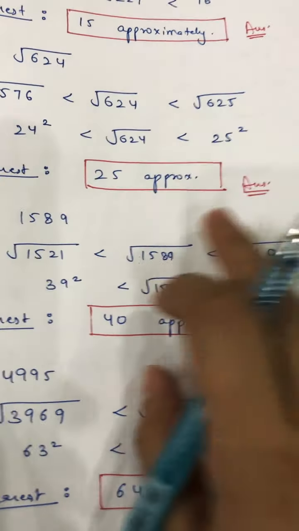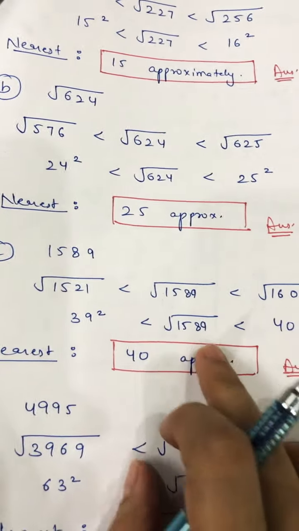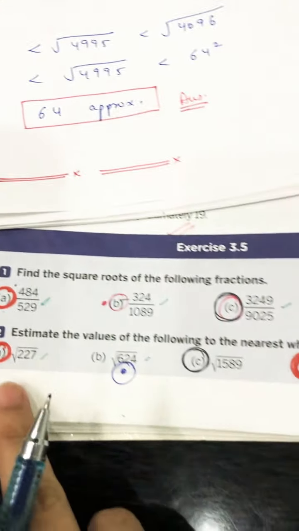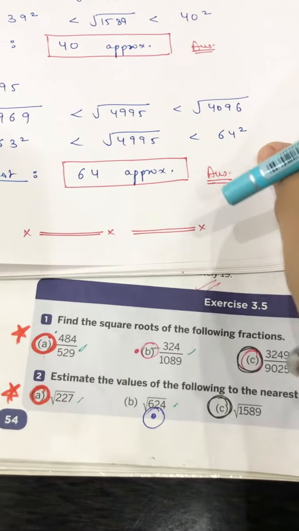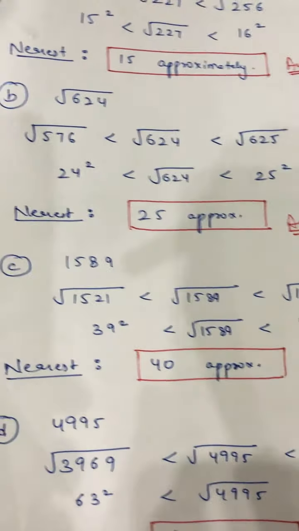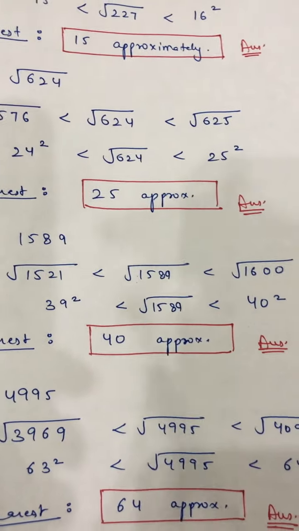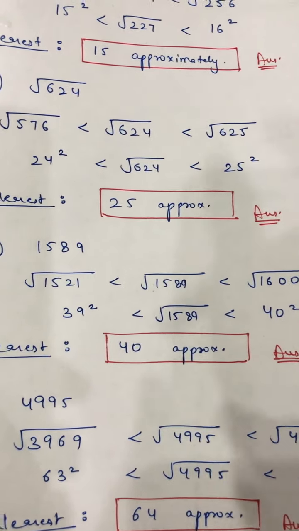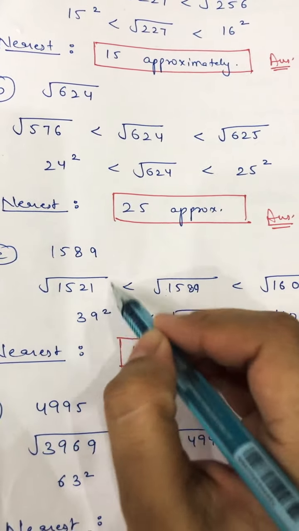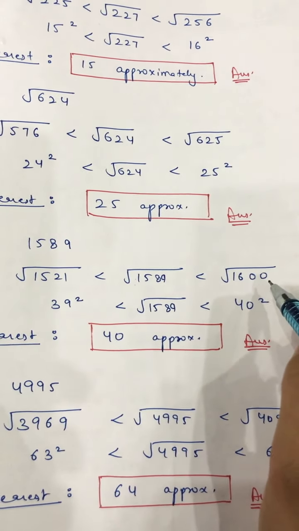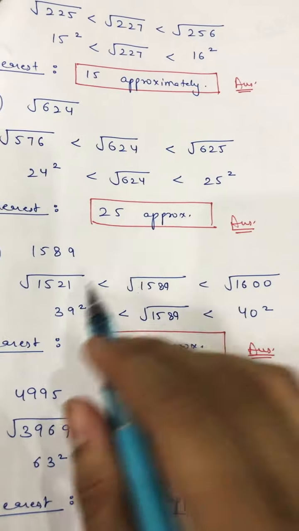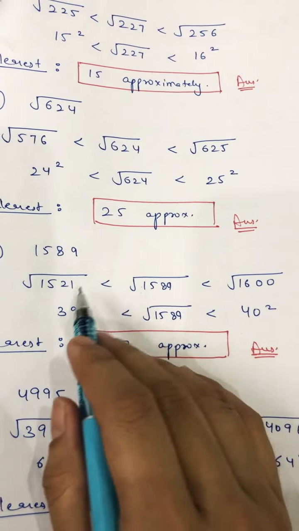Yeah, 1589, this is not a perfect square. In this question, whatever numbers are given to you, they are not perfect squares. You have to estimate the nearest whole number. First of all, estimate the nearest squares. 1521 is a square and 1600 is a square. These two are the nearest squares.